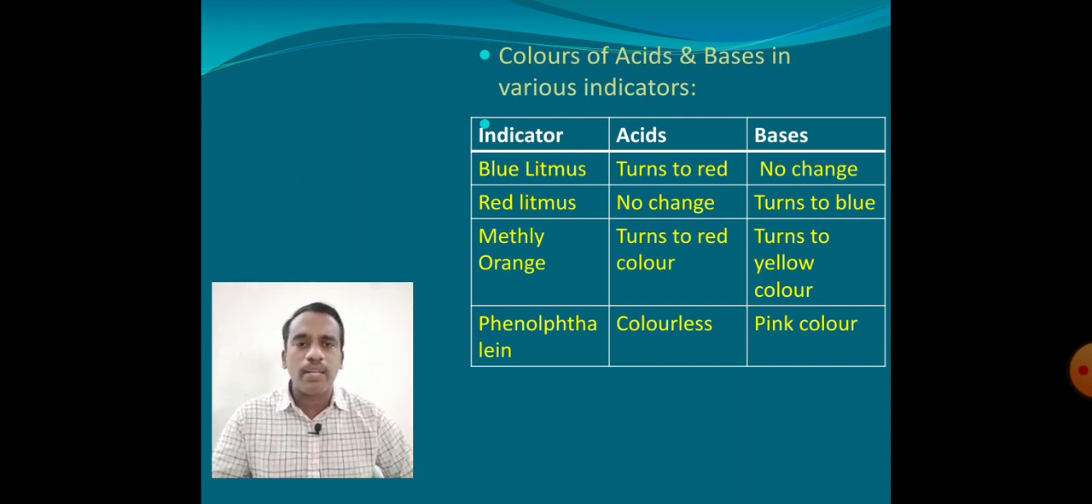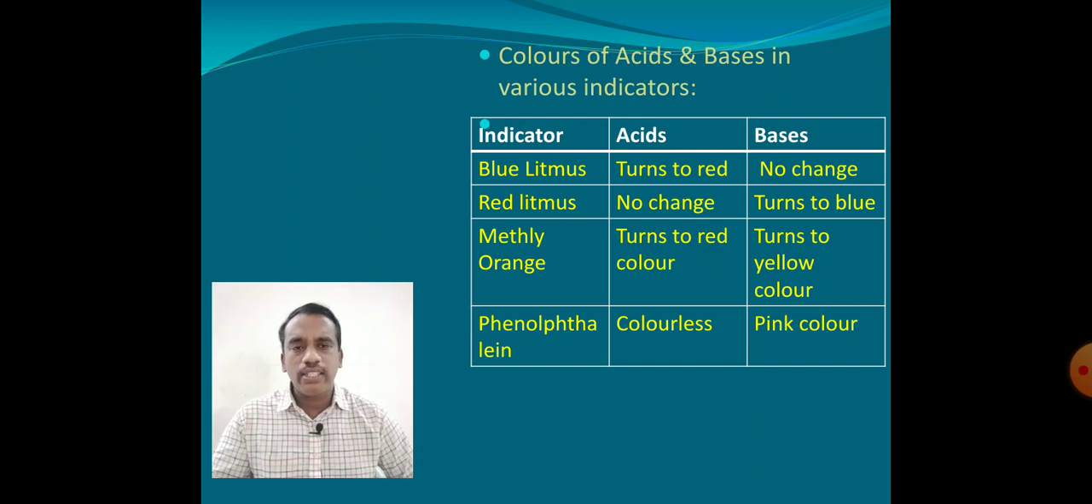And also we had studied about the methyl orange. In the acids, what is the color of methyl orange? It turns to the red color. And what is the color of the methyl orange in the bases? It turns to the yellow color. What is the basic color of methyl orange? Reddish orange color. Naturally it occurs as the reddish orange color.